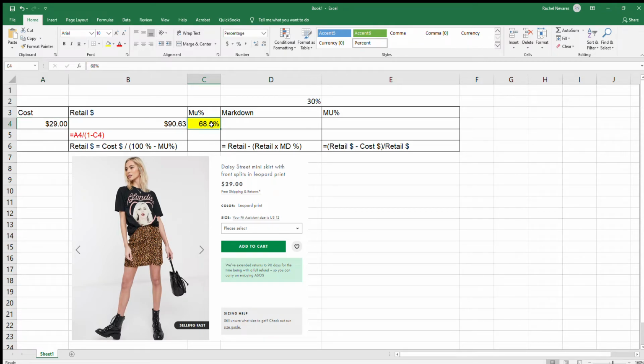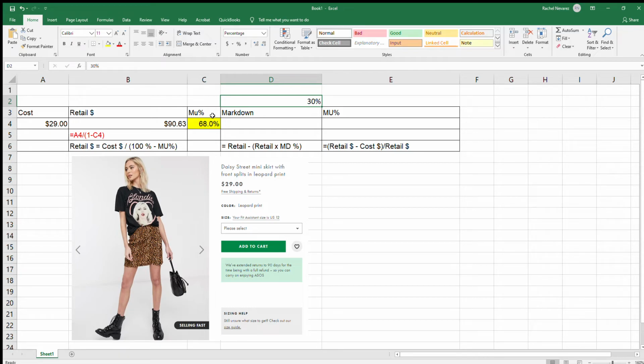Now, I have this highlighted because I can enter any markup I want, and you'll see this changes. So what did I start with? I started with that 68, so we'll leave it there. So my retail price is $90.63.